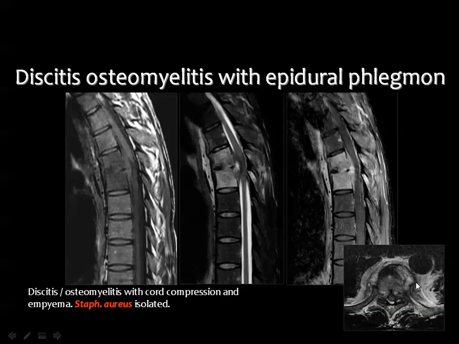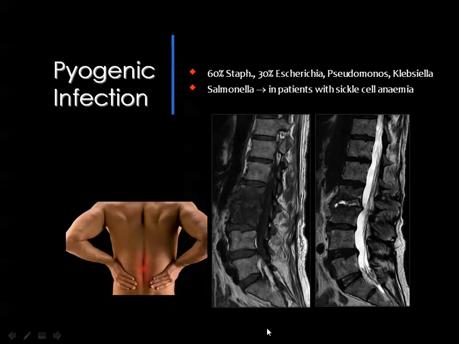And this, the anterior prevertebral inflammatory granulation tissue is seen in the axial images, and also the intraspinal component can be seen in the axial images. However, it is better appreciated in the sagittal images, as you can see here.